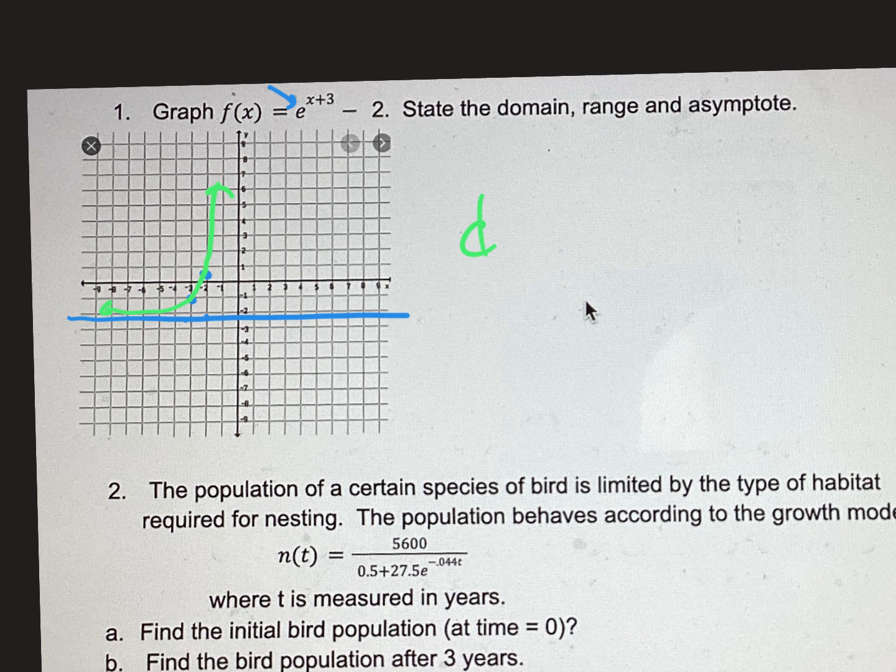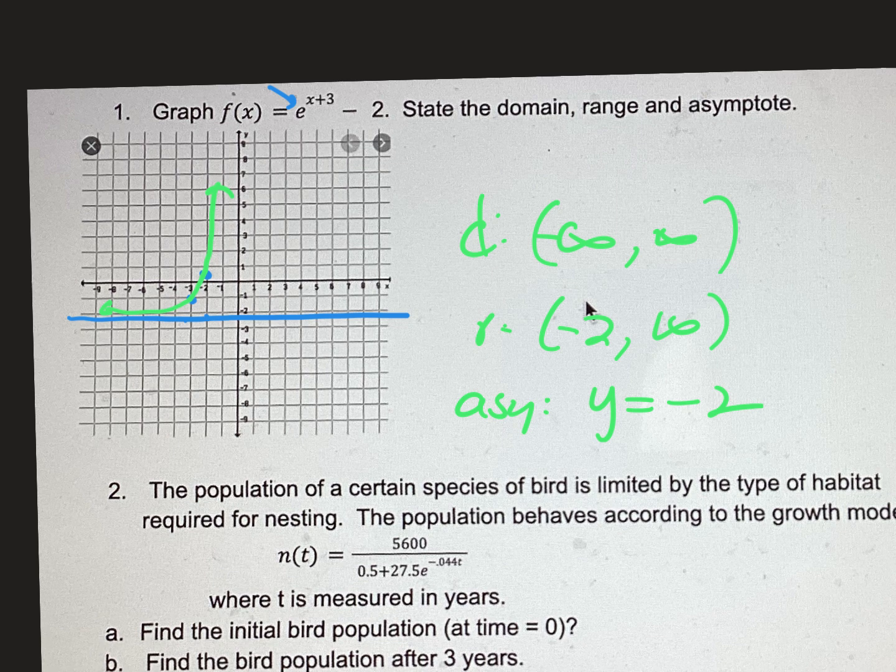Now, let's tell the stuff over here. My domain is all real numbers, left to right, forever. The range goes from -2 up forever. And then the asymptote, don't forget, y equals -2.